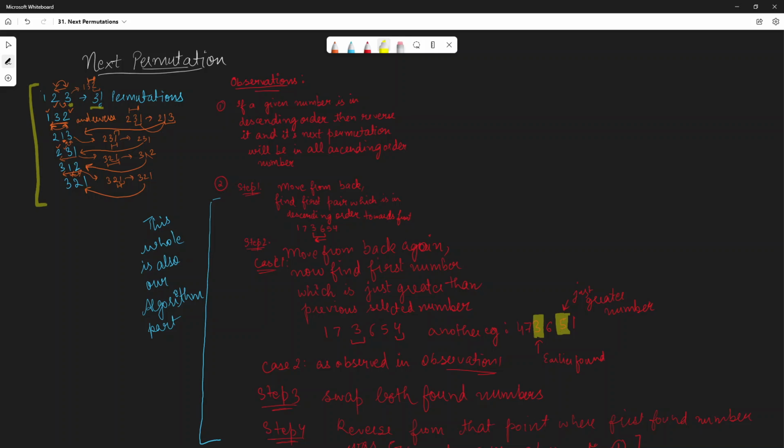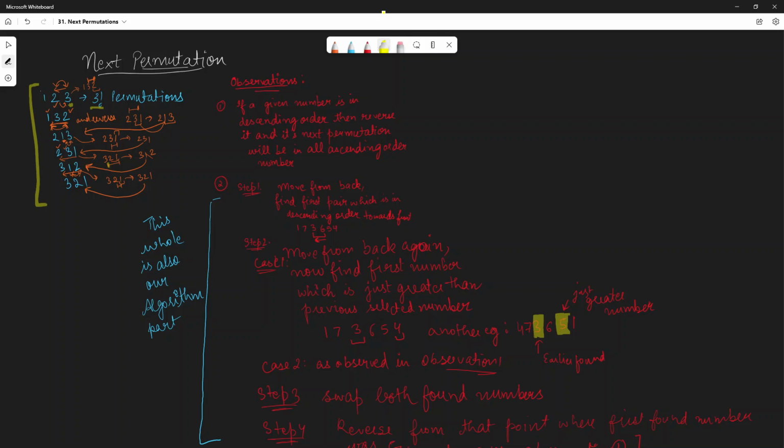Then after 1, we go towards the front direction, right? Then we get this 3, which is greater, and then we check 2. We find that this is the pair, where 2 is smaller than 3, right? So in this case, we swap both of them and then reverse in this particular process. That is, we would be getting 3, 2, 1, right? And then we reverse it, so it becomes 3, 1, 2. And this is our next permutation for 2, 3, 1.